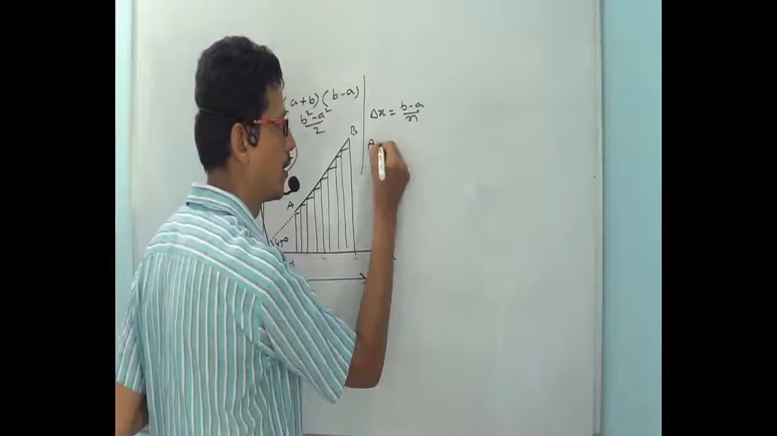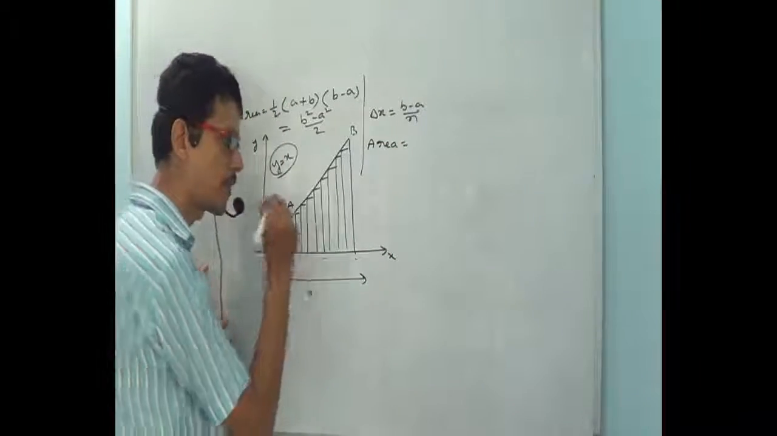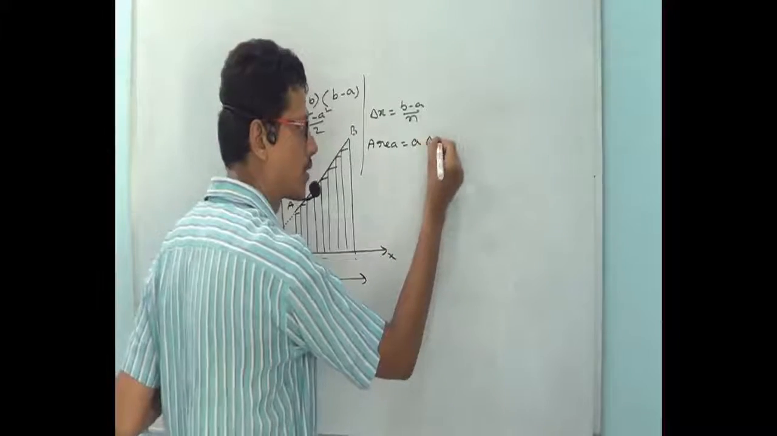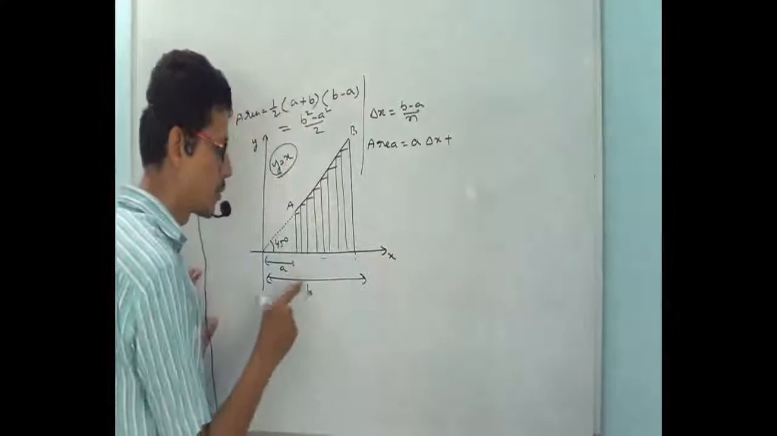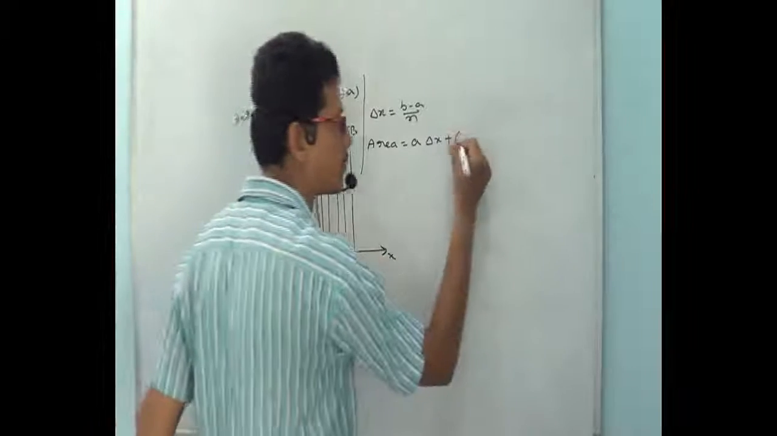First area is equal to, what is f of x here? F of x is A only, into delta x. So here what is f of x? A plus delta x.